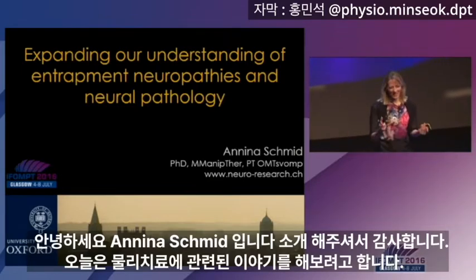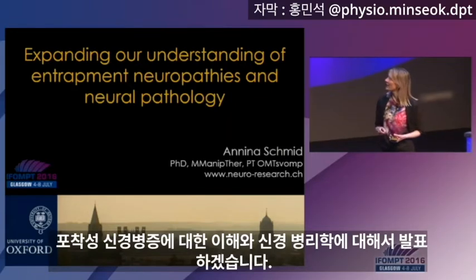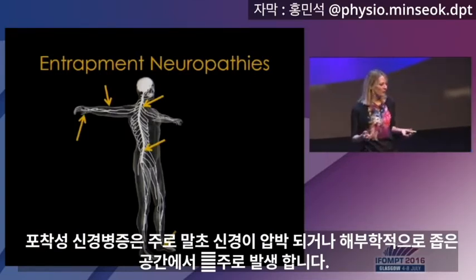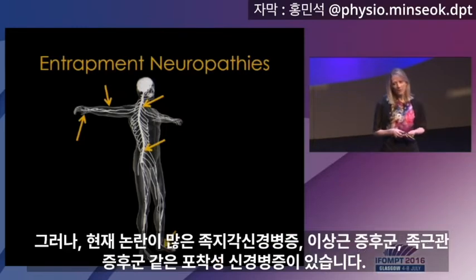Now let's try and shake the physio world a bit today if we can. I was asked to talk about expanding our understanding of entrapment neuropathies and neural pathology to you today. As you're all familiar with, entrapment neuropathies are caused by pressure on peripheral nerves as they travel through narrow anatomical spaces. Common entrapment neuropathies are certainly carpal tunnel syndrome, cubital tunnel syndrome, and cervical or lumbar radiculopathies. But there are also a bit more controversial entrapment neuropathies, such as Morton's neuroma, piriformis syndrome, or tarsal tunnel syndrome.